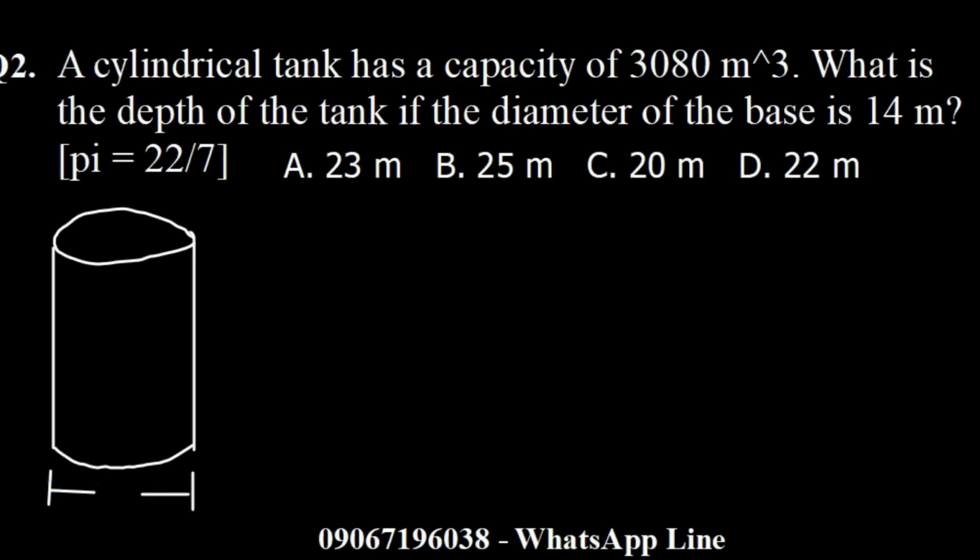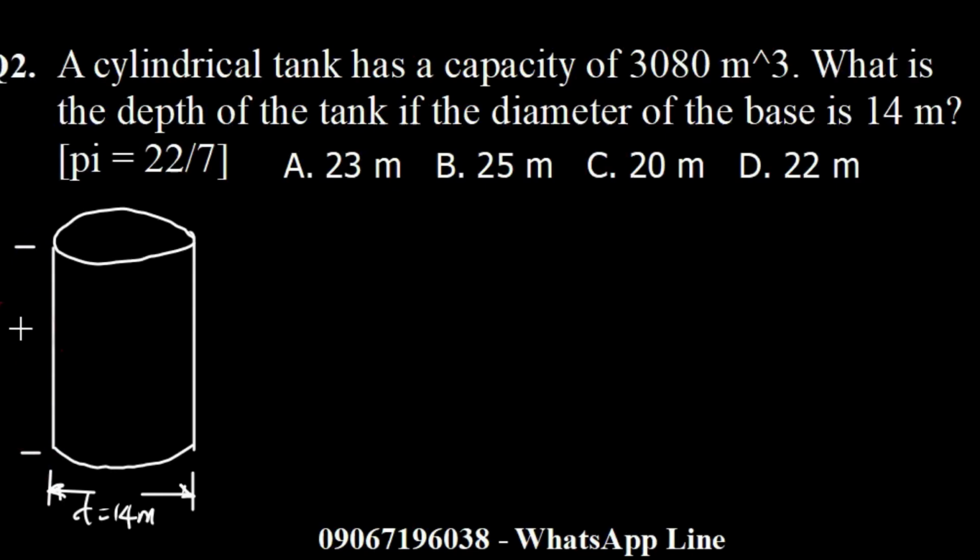Okay, now the diameter of the base is 14. So base, diameter of base, D is equal to 14 meters. Now we're told the depth of the tank, so we're looking for the depth of the tank, which is the height. From here, we're looking for the height of the tank, which is going to be from here.